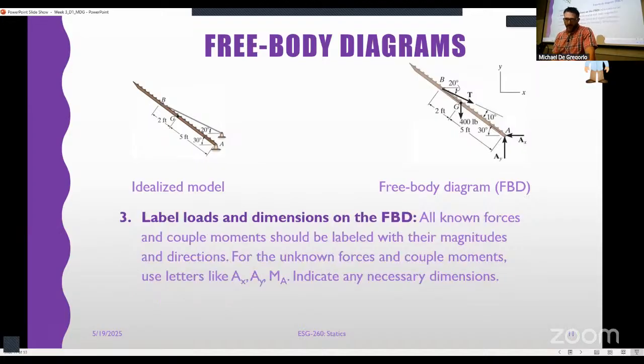And then step 3 is label your loads and dimensions. So remember, we're dealing with vector quantities, so if you just draw them and you don't draw anything that gives you direction, like an angle or distance, you only have half the information that you need. So FBDs need to have dimensions on them.